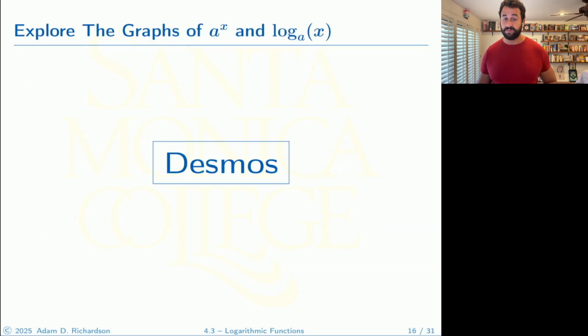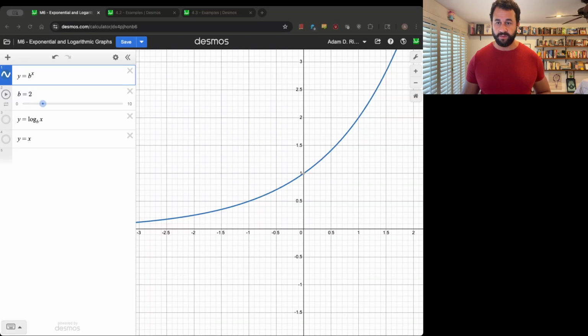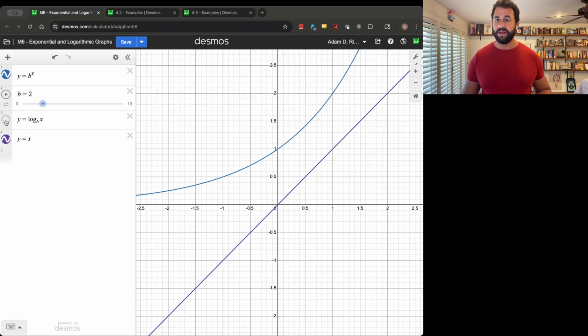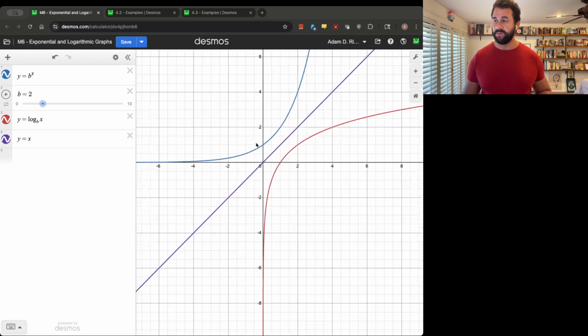Let's take a look at Desmos and explore these graphs a little bit here. All right, let me pull that up. Here we go. Okay. So in the previous section, we had looked at this graph. This is the exponential graph. This is the line y equals x. I've just got it plotted on here. And now this is the corresponding logarithmic function. So watch this. Boom. Let me zoom out a little bit.